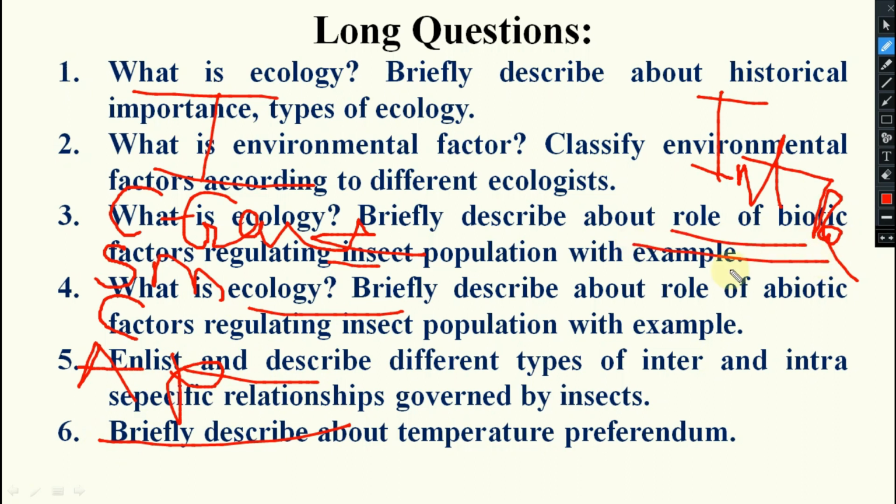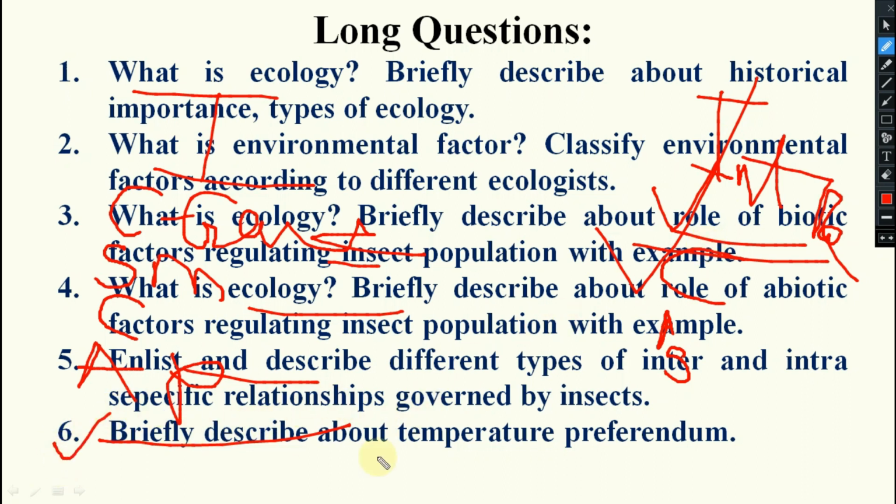Intra means within the species. Cannibalism will come. Then the alate form of aphids will come. Swarming will come. These things will come under intraspecific relationship. So those things you need to define, and if possible, try to write them down with examples.